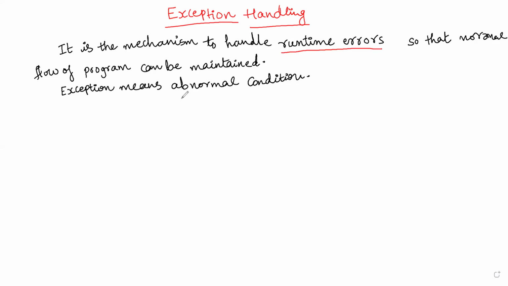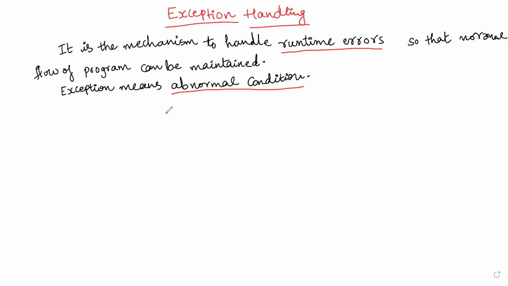Next, exception means abnormal condition. An abnormal condition is called an exception. Remember, when there is an exception in the program during compilation, the program will not be executed. So you need to remove all the exceptions in the program.